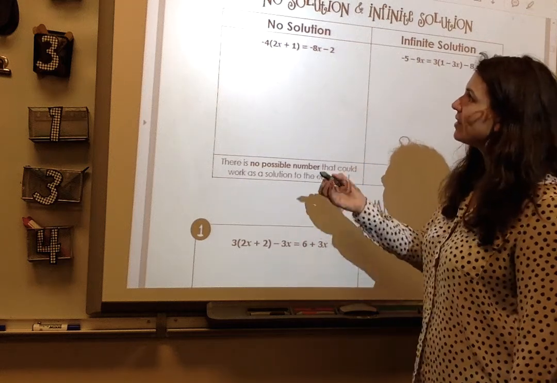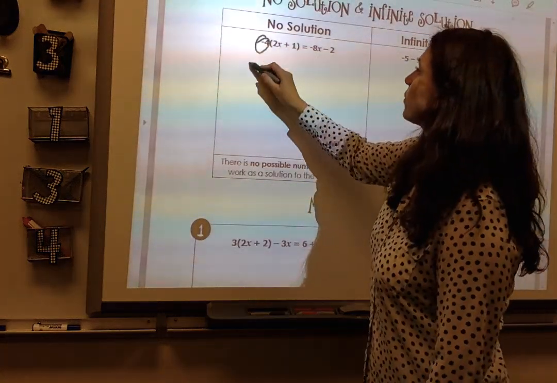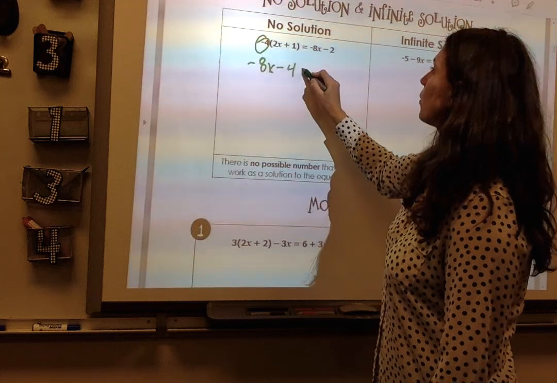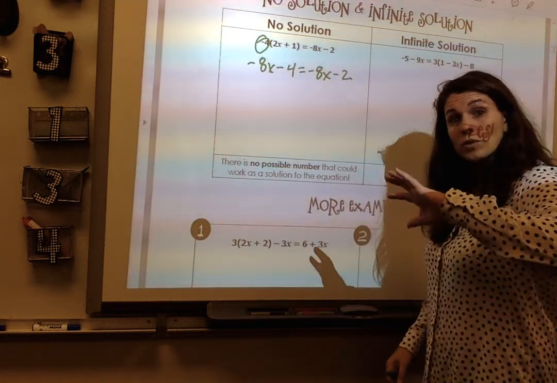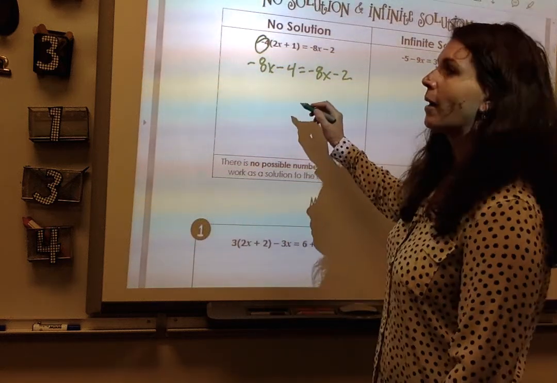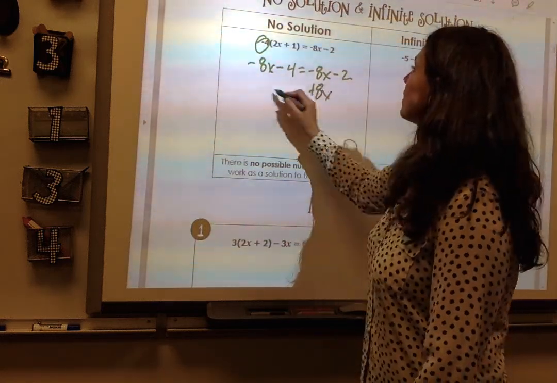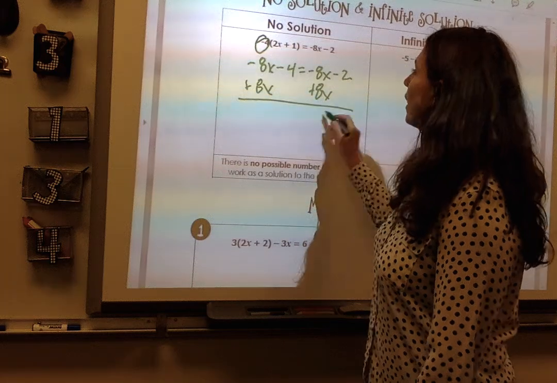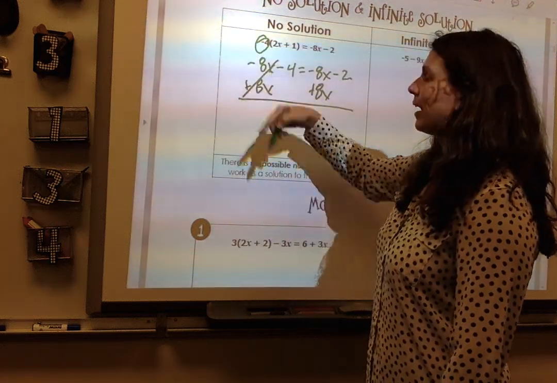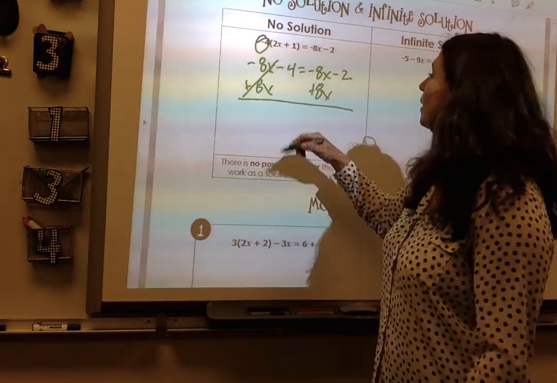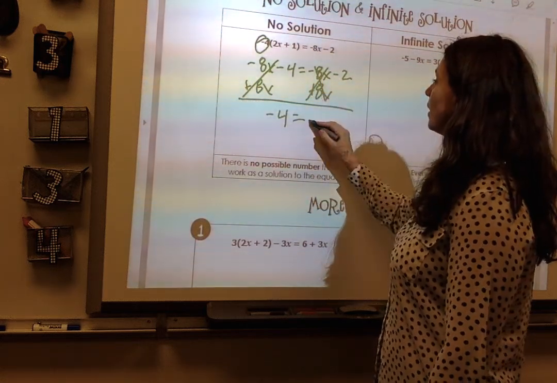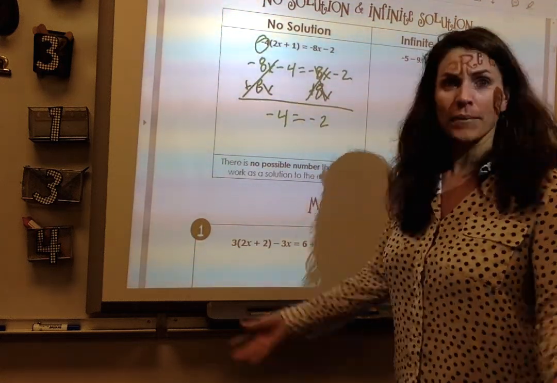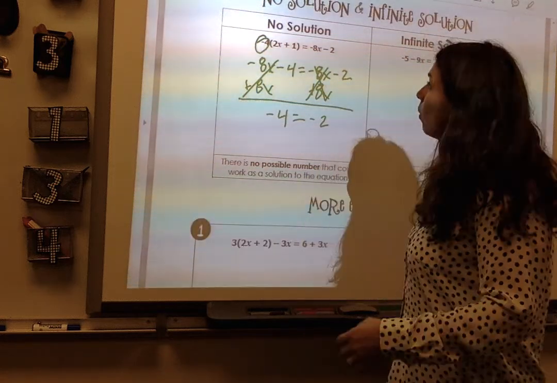When you notice this and you distribute your negative 4, we get negative 8x minus 4 equals negative 8x minus 2. When I get my variable term on the left-hand side by itself, I'm going to add 8x to both sides. When I do that, my variable term cancels out on my left, and I'm left with negative 4. My variable term cancels out on my right, and I'm left with negative 2. What does that mean?